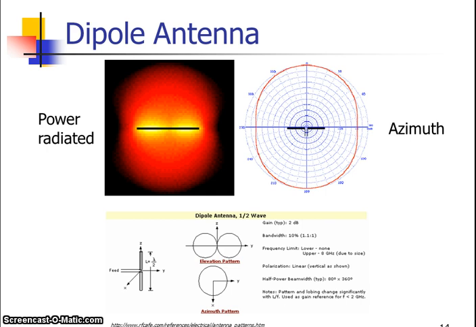The dipole antenna. As we can see, the radiation plot of the dipole antenna in the azimuth plane. The dipole antenna lambda by 2 has a gain typically of 2 dB and a bandwidth of 10%. The upper frequency limit is about 8 gigahertz, and it doesn't have a lower frequency limit. The polarization follows linear polarization, that is vertical, as shown in the figure. The half power beamwidth is typically 80 by 360. The pattern and loading change significantly with frequency. It is used as a gain reference for frequencies less than 2 gigahertz.